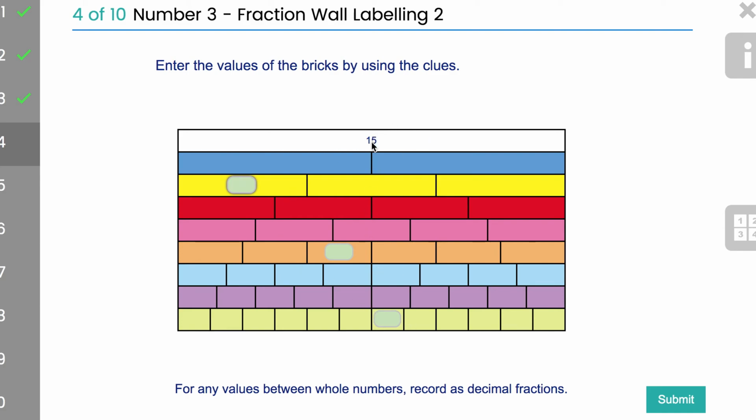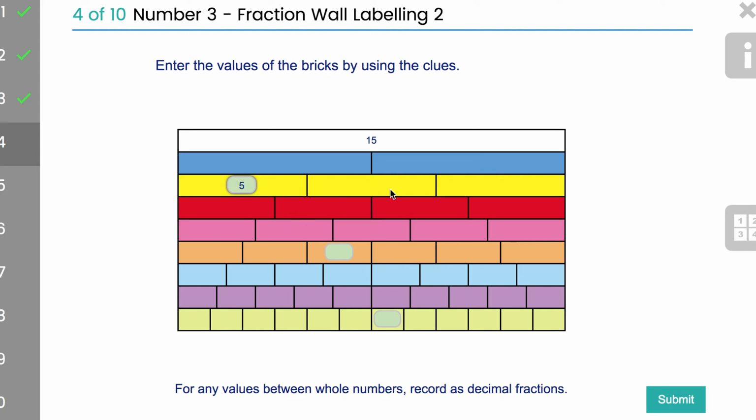This one you've got 15 at the top. We're looking for the thirds. So if this is 15 all the way across the top, something and something and something to make 15. Could it be 6 and 6 and 6? No, that's 18. Or 5 and 5 and 5? Yeah, that's 15. So that must be 5.